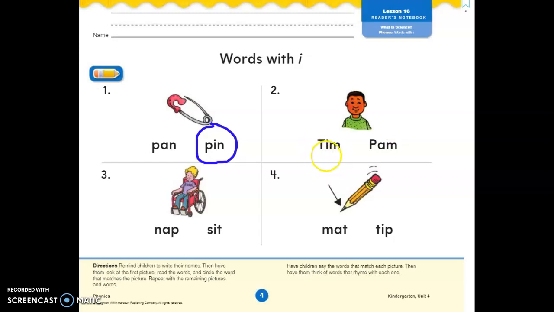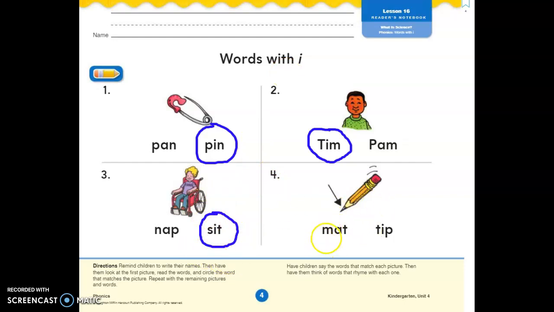All right, let's read these words first before we pick which one. T-i-m. Tim. P-a-m. Pam. Is this like a Tim or a Pam? I think so too. Let's go ahead and circle it. N-a-p. Nap. S-i-t. Sit. Nap and sit. Which one is happening in this picture? Maybe both, right? You can sit and nap at the same time, but I think we need to look for the I sound, so let's pick sit.